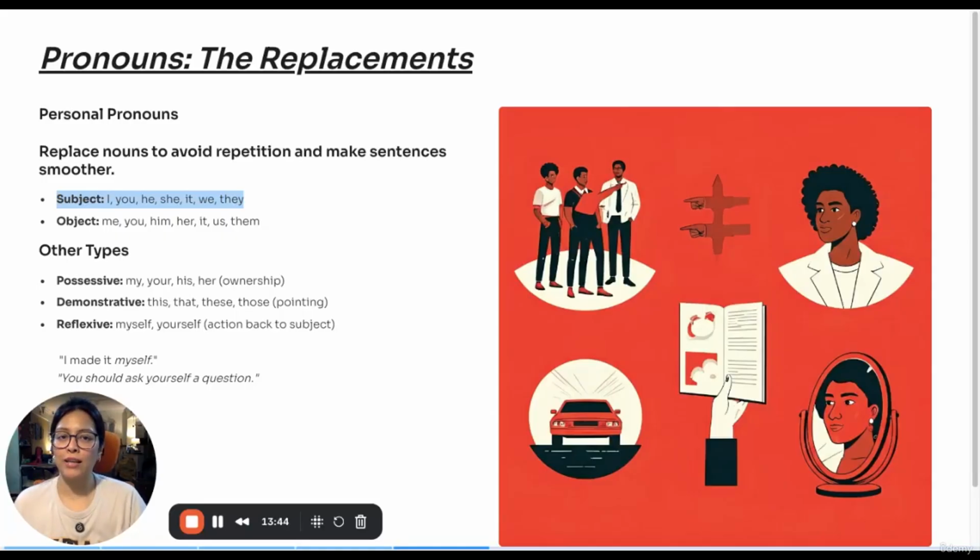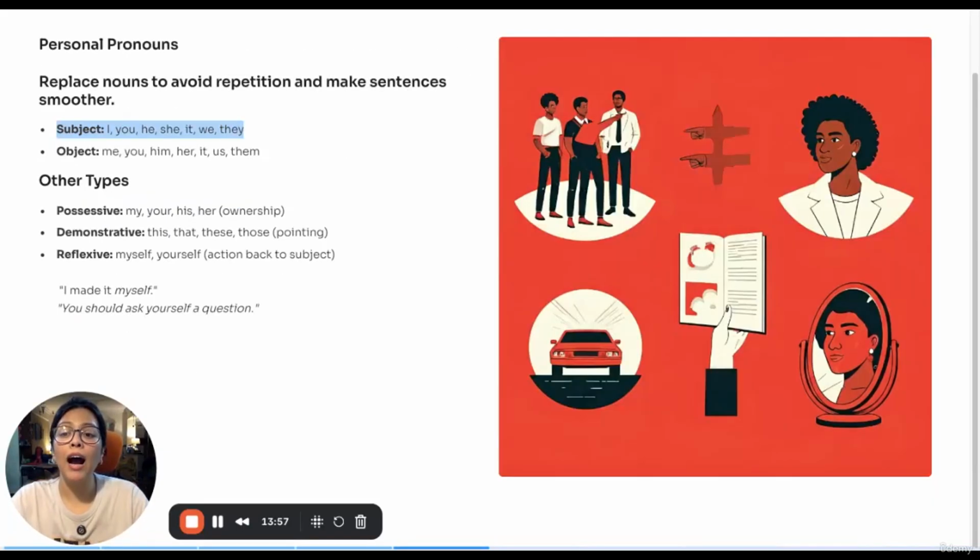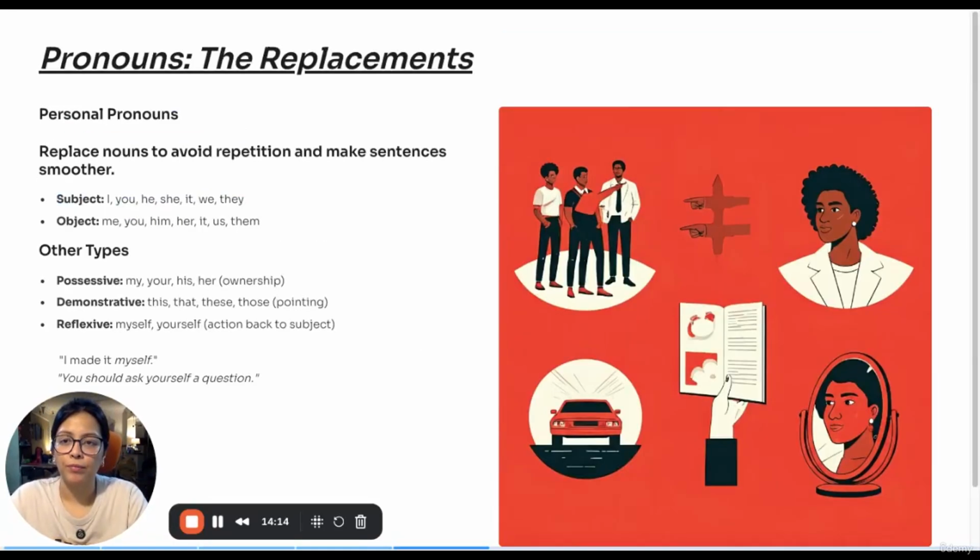Finally is reflexive. Whenever we use words like myself, yourself, that would be your reflexive pronoun. Let's conclude it with an example. I made it myself. You should ask yourself a question. So rather than using names, we use reflexive pronouns such as myself, yourself.